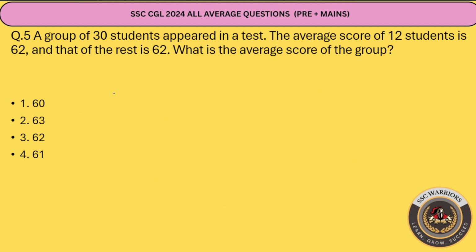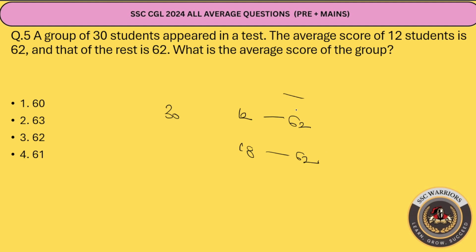A group of 30 students appeared in a test. The average score of 12 students is 62 and of the rest, that is 18, is 62. What is the average score of the group?